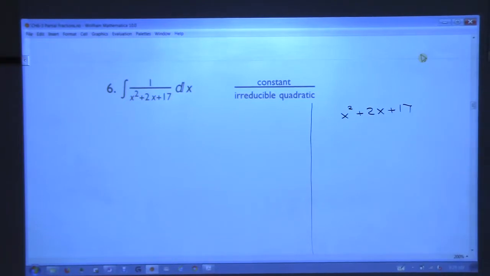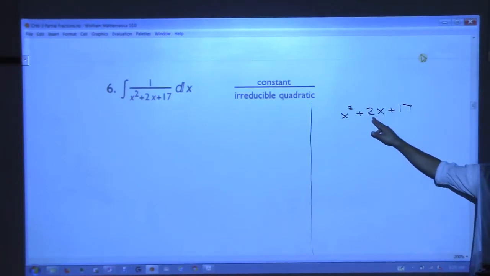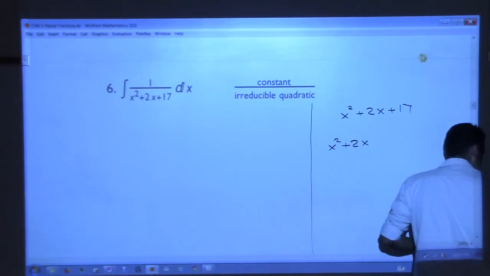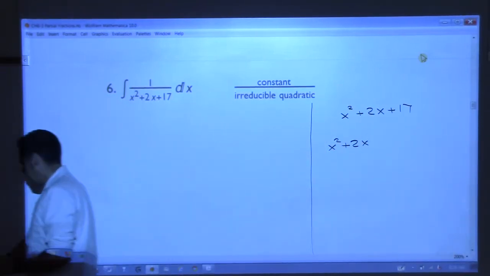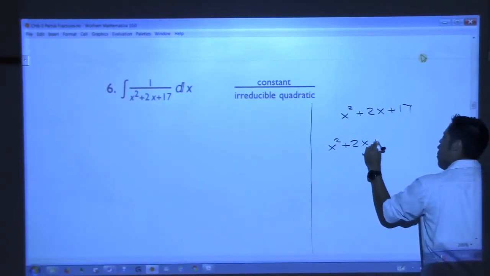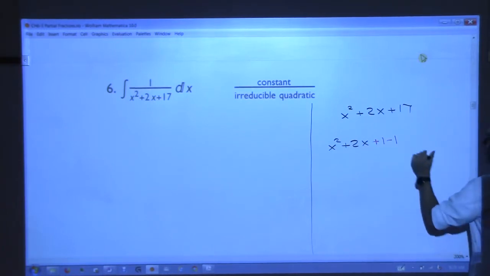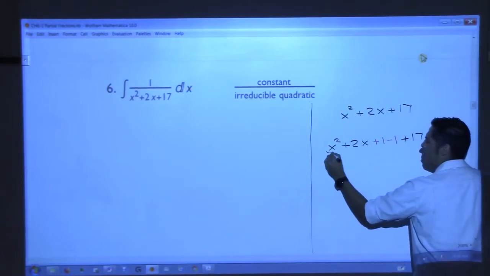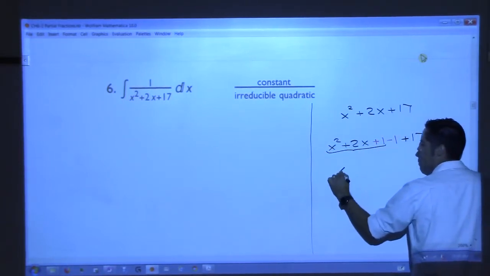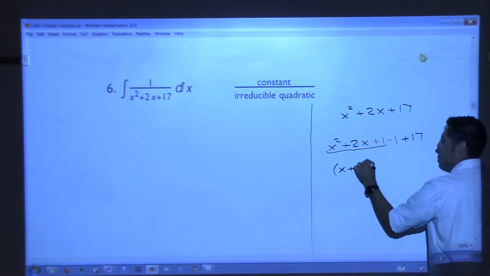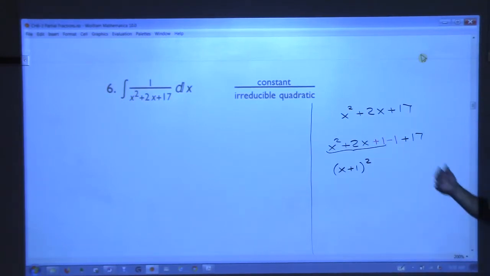So we just take half of this, which is 1, and then square it, which is still 1, and then we add and subtract it. This is where we had that hidden 0. So we're going to add and subtract 1. That's our hidden 0, and then we have still plus 17. And now, the first 3 terms always factor to be a perfect square trinomial. So it's x plus 1 squared, and then the last thing I have here is plus 16.